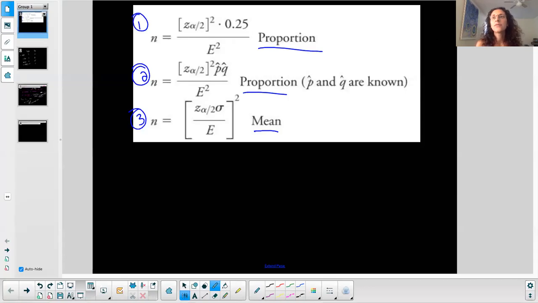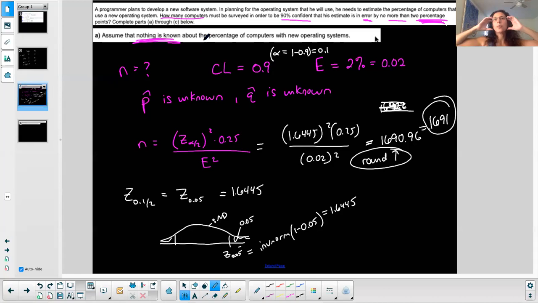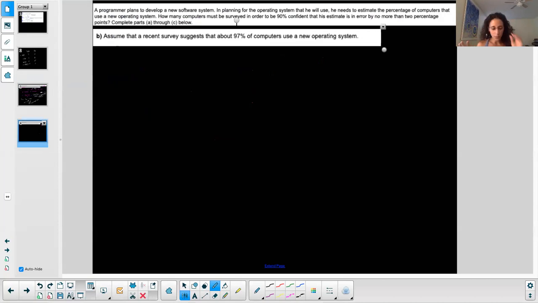So in the last video that we did, we looked at an example to find the minimum sample size required for a population proportion, for them to estimate their percentage of computers that use a new operating system. And we did an example from that where we knew nothing about the percentage of computers with new operating systems, right? So I'm going to use the same example regarding operating systems.